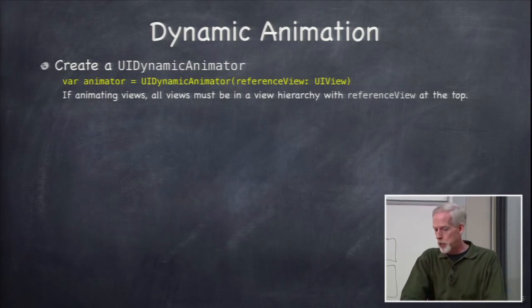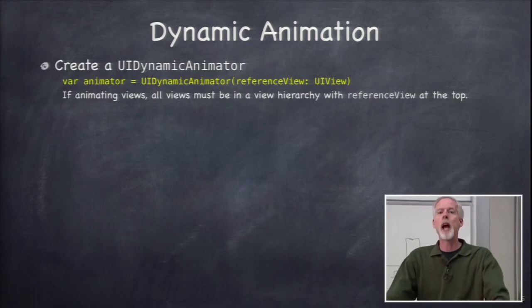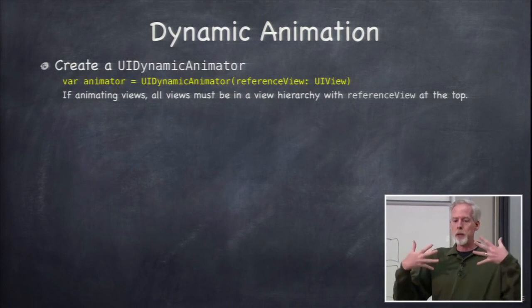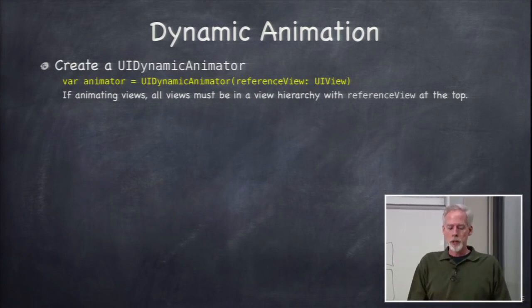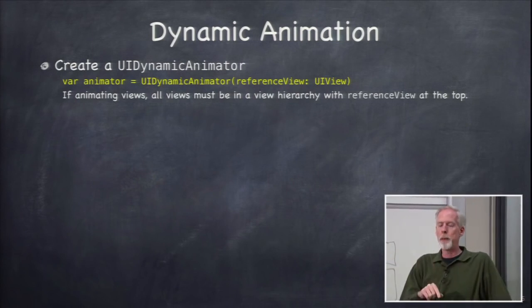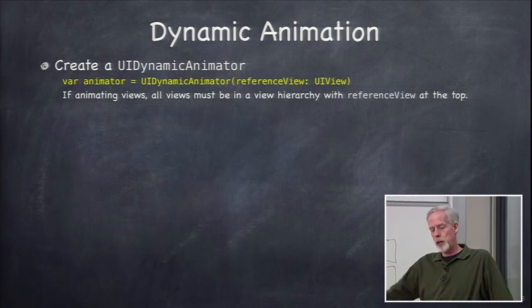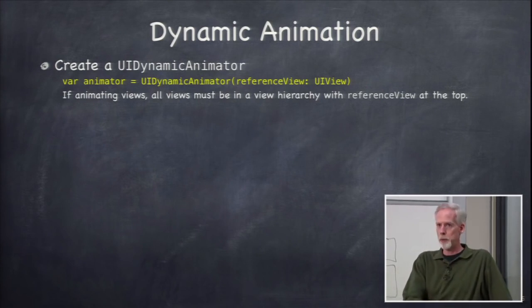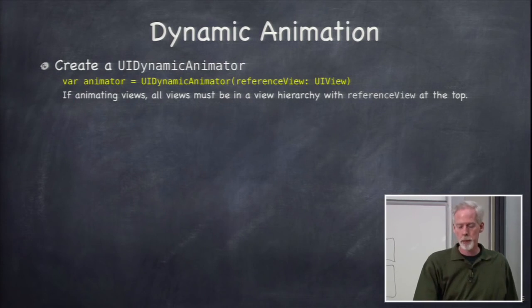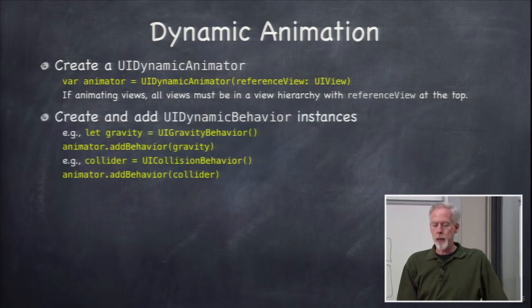Now, animations can occur anywhere deep down that view hierarchy you want, but we have to specify the top level view. So in other words, any view that this dynamic animator is going to animate has to be a subview, or a subview of a subview of a subview, of this reference view. So this is the only argument you have to provide when you create a dynamic animator. Then you create these behaviors.